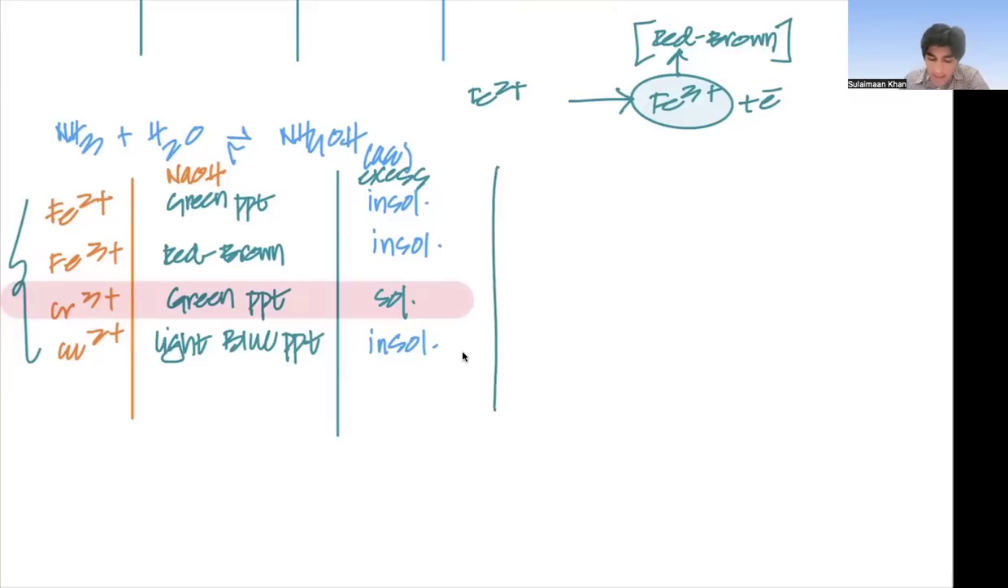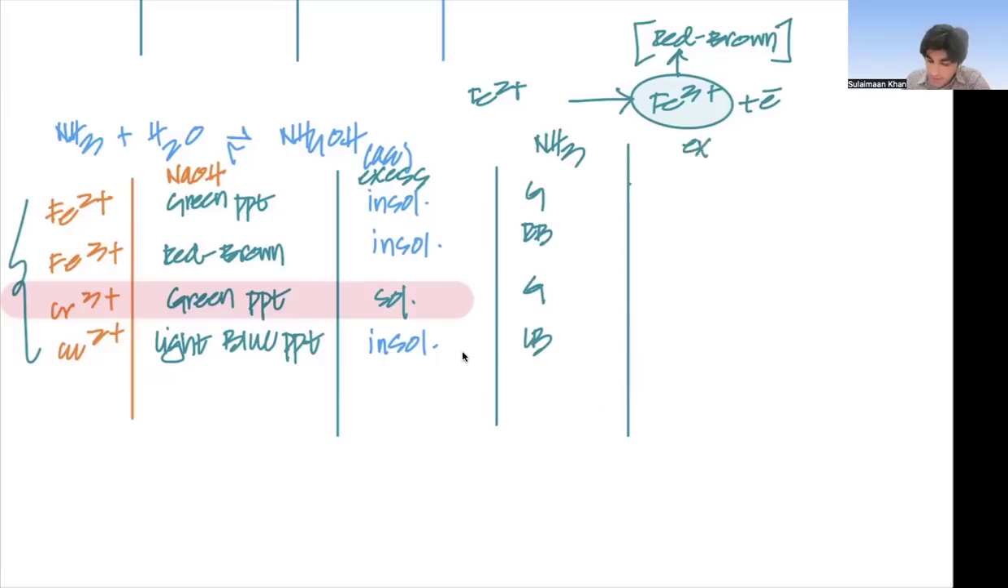And then if I add a few drops of aqueous ammonia, the same thing is replicated, right? So you have a green precipitate here, a red-brown precipitate here, a green precipitate here, and a light blue precipitate here. The same thing as with a few drops of sodium hydroxide is repeated right here. But now, towards the right, there are two traitors. Again, the chromium 3 plus is a traitor and the copper 2 plus is a traitor. Now, why am I calling them traitors?